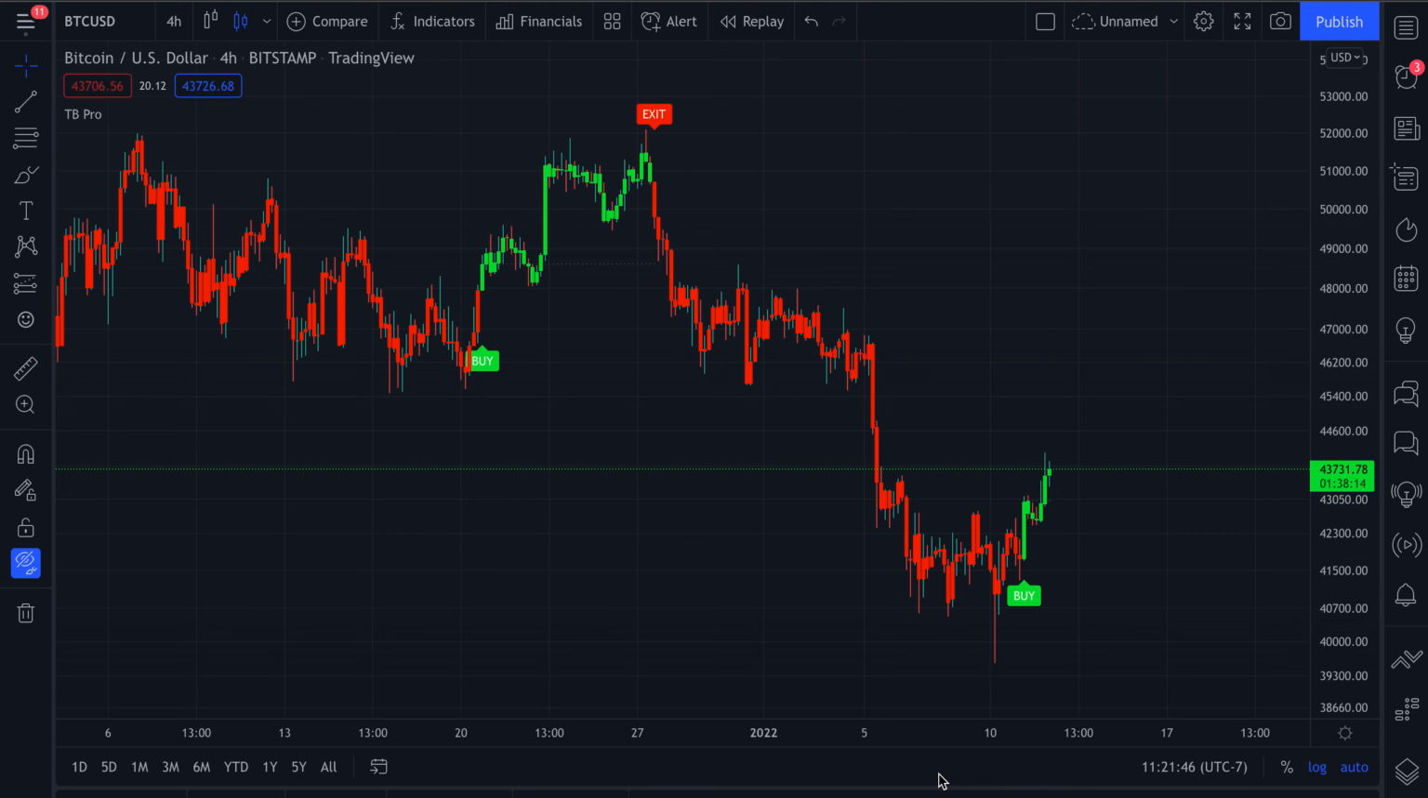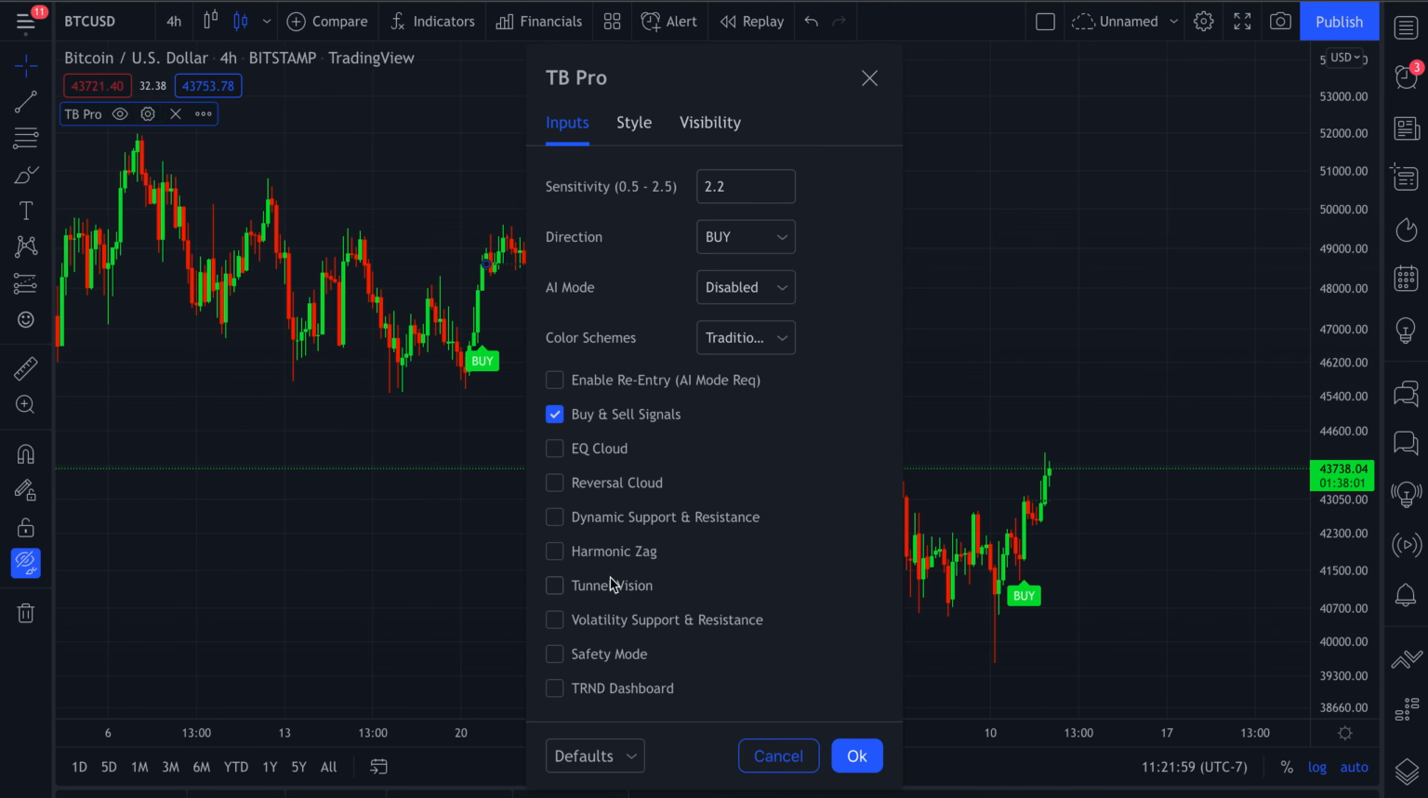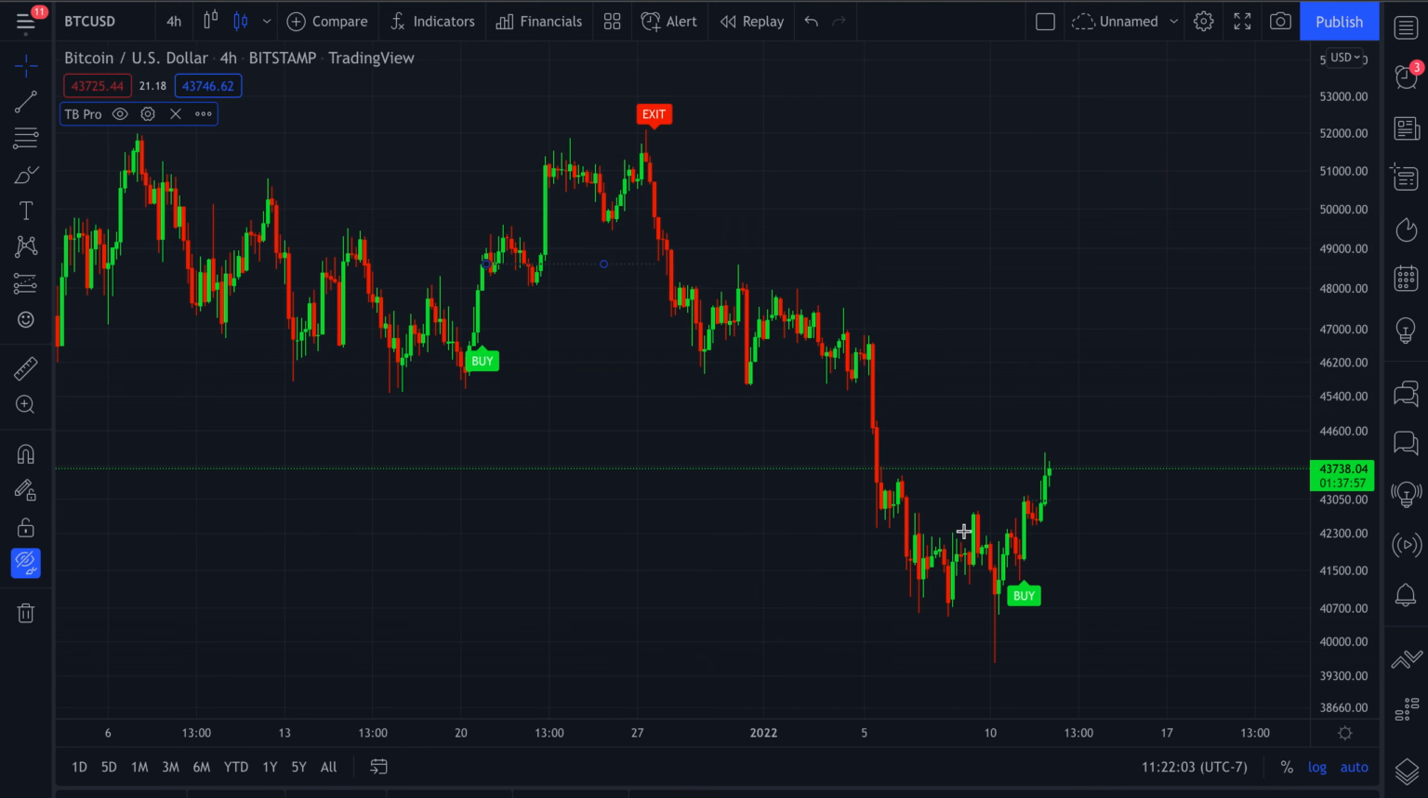So the dynamic support and resistance is going to take out all of the work for you of needing to chart your lines. Let's first get it enabled so that we can see it on our chart and break it down. First, go up to the top left corner and click on settings. Go all the way down to dynamic support and resistance, enable it, and then click OK.